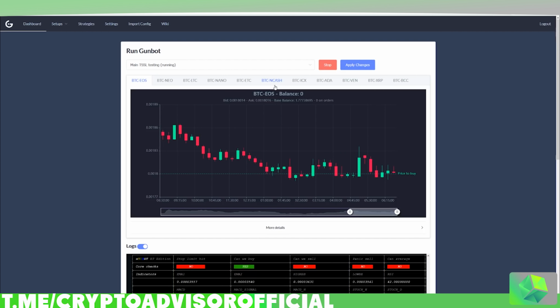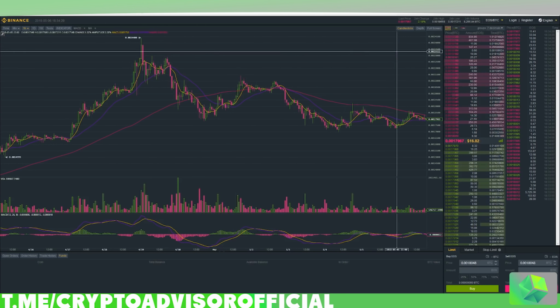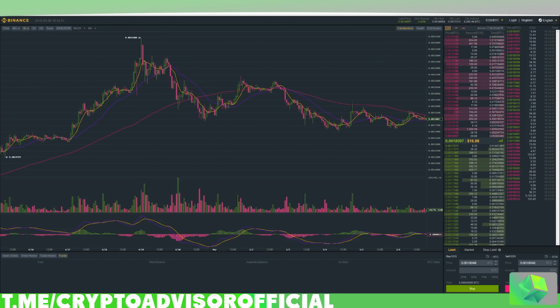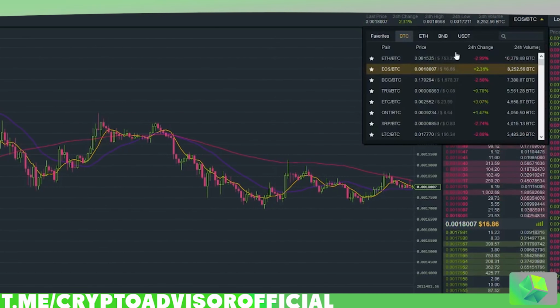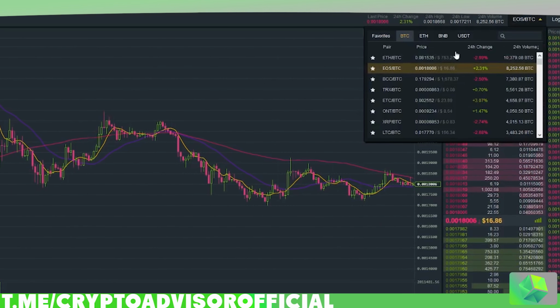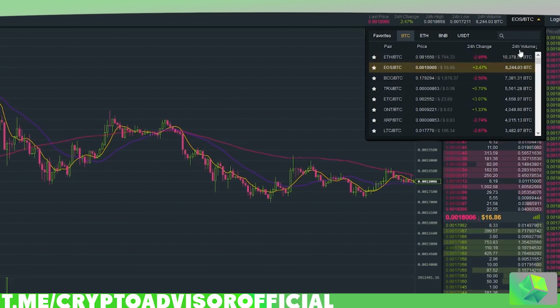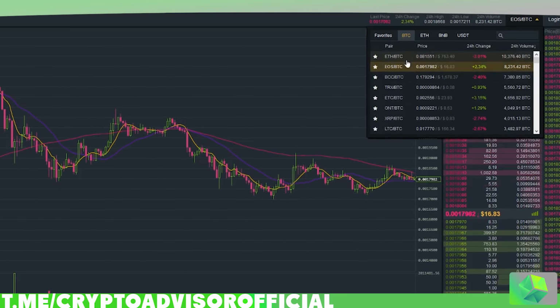First off, picking pairs. This is a very basic thing, but some people are still unsure of how to do it. Once again, I recommend you go on Binance or your exchange of choice, go to the list of coins on the exchange, however that may be, and list the coins by volume. That's usually the most important thing.